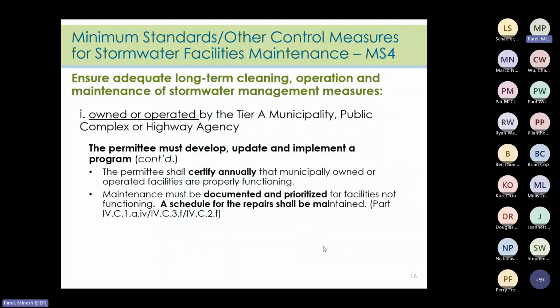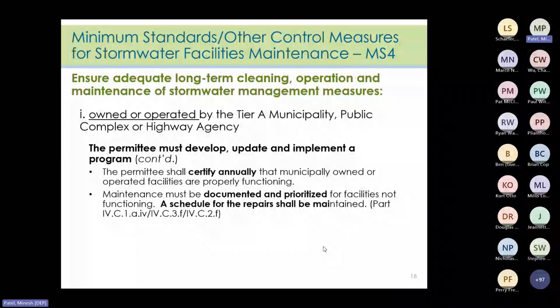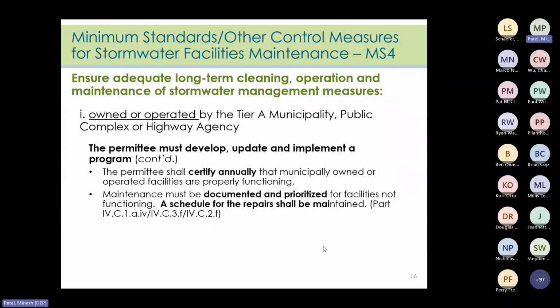Continuing on, the permittee also must certify annually that these facilities are properly functioning. And lastly, improperly functioning facilities where repairs were not made must be documented and prioritized, so a schedule must be maintained. The permit citations are in parentheses for the Tier A, public complex, and highway agency permits, respectively.